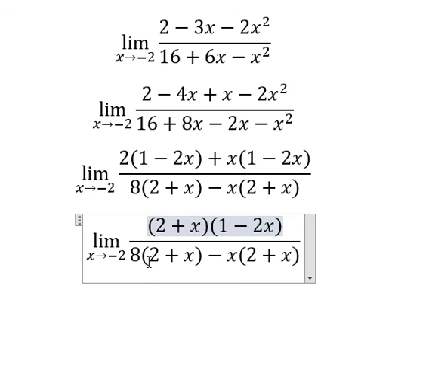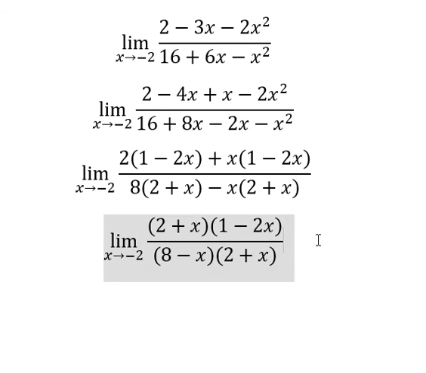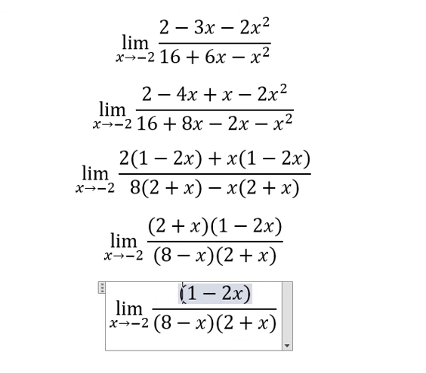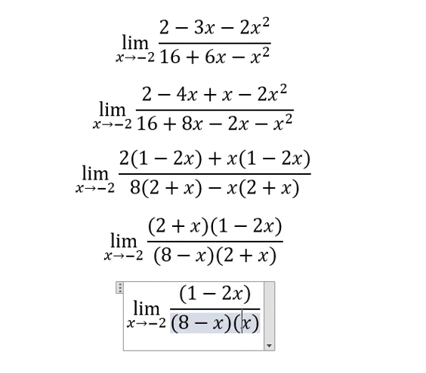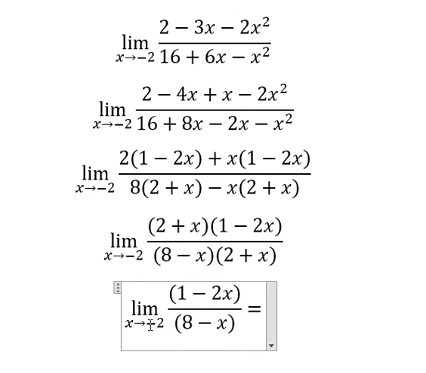This one by 2x. Now we need to simplify the numerator and denominator. Now we can put negative number 2 going here and here.